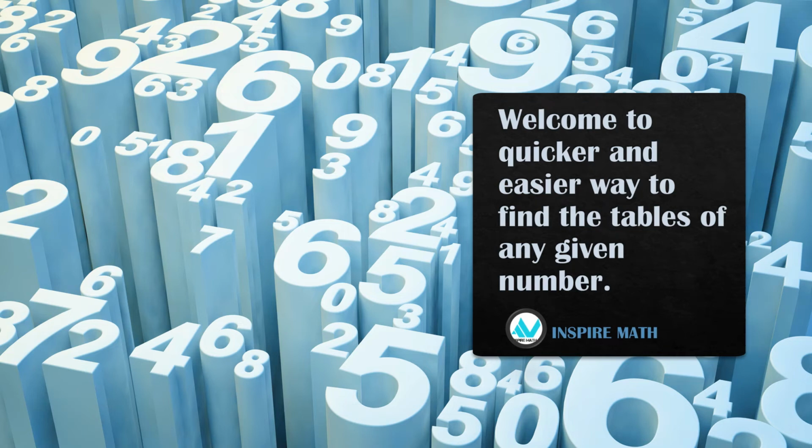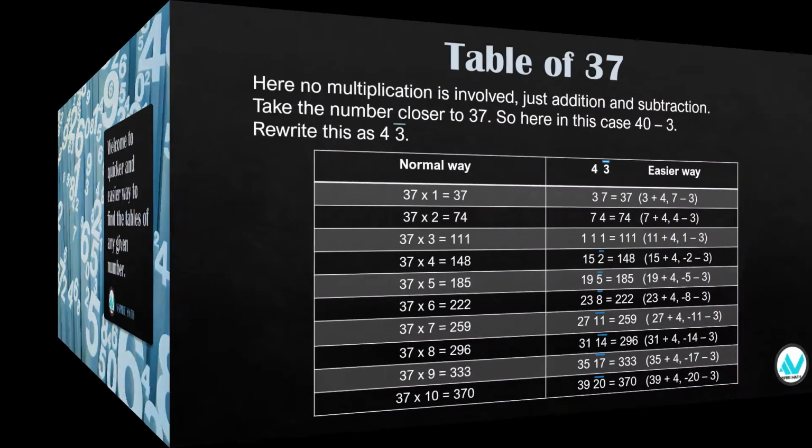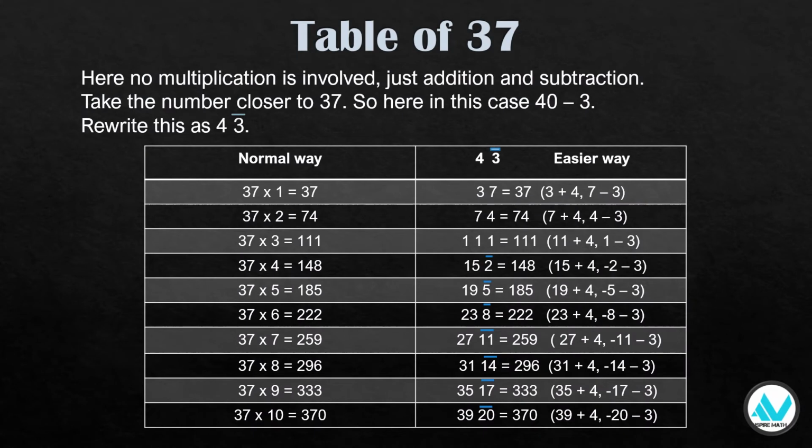Let us find the tables of any given number in a very interesting manner. Let us see the table of 37. Here there is no multiplication involved in any case, just addition and subtraction. Now take the number 37, it is closer to 40, right? So 40 minus 3 gives me 37.